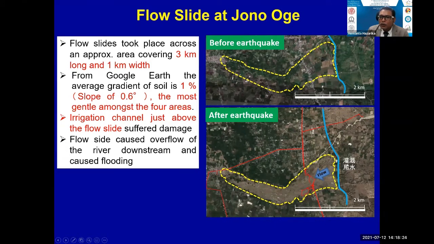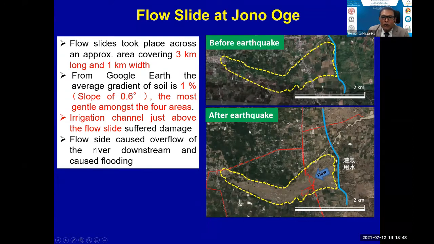This blue one, I'm sorry, still in Japanese. This is the water channel. So one of the peculiar characteristics of this flow site is that most of the flow site took place around that. 3 locations they have water channels on the top of the start of the flow.